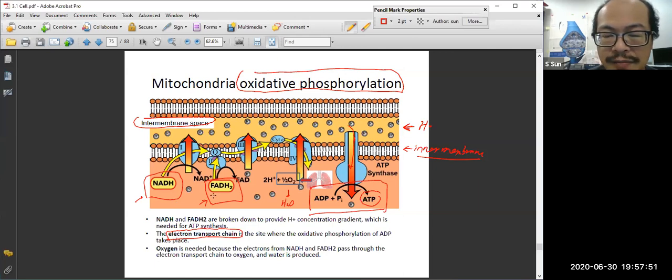And the question is where is hydrogen stored? The hydrogen is stored in the intermembrane space. And where is the electron transport chain? Where are these proteins? They are located in the inner membrane. So those are the questions you will see in the quiz or exams.